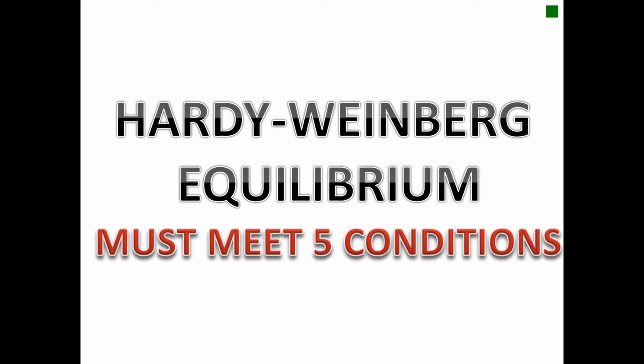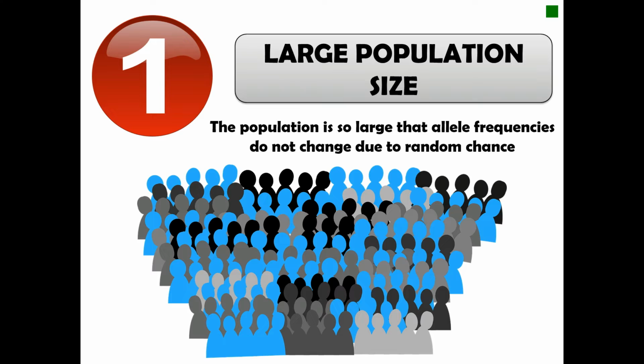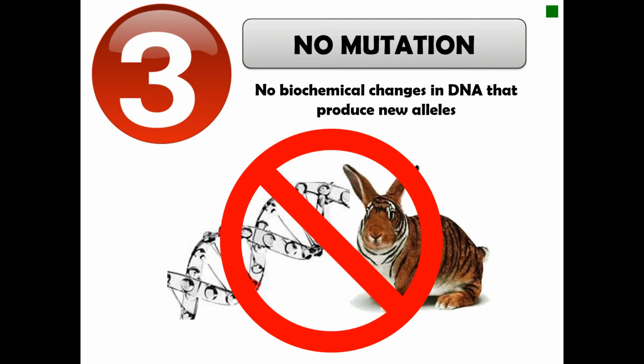Now, let's look at the Hardy-Weinberg equilibrium. The Hardy-Weinberg equilibrium is applicable if certain conditions are met in a population. There are 5 conditions that must be met. First, large population size. The population is so large that allele frequencies do not change due to random chance. Second, random mating. Each individual in a population has an equal chance of mating with any individual of the opposite sex. Third, no mutation. It means no biochemical changes in DNA that produce new alleles.